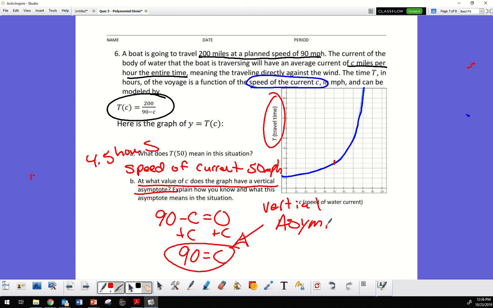So right here, because I'm going 90 miles an hour, and the speed would be 90, which is right about here, I think. Yes. Yeah, so it's right there. So if I'm going the same speed as the current, then I'm never going to go anywhere. Like running on a treadmill.